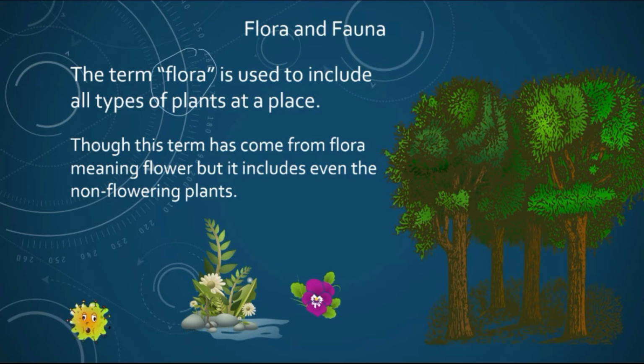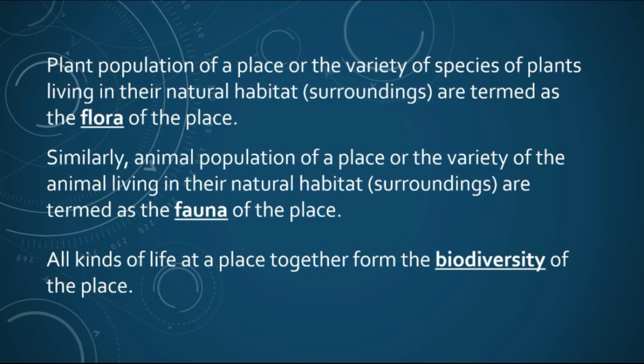And what do you mean by fauna? Fauna is the entire animal population, the animal kingdom, which is living in its natural habitat. So the animal kingdom refers to fauna and the plant kingdom refers to flora. When we talk about the flora of a particular place, this means all the plants available in that particular place. If somebody speaks on the fauna of that particular place, it is referring to the animals which are available in that particular place. So altogether, flora and fauna result in the biodiversity of that place.